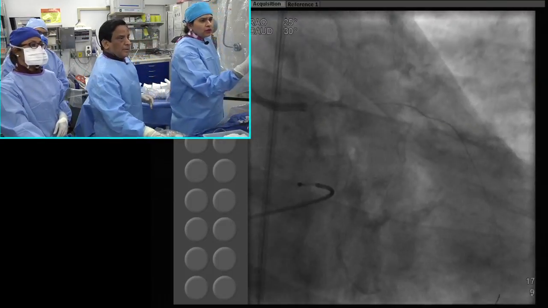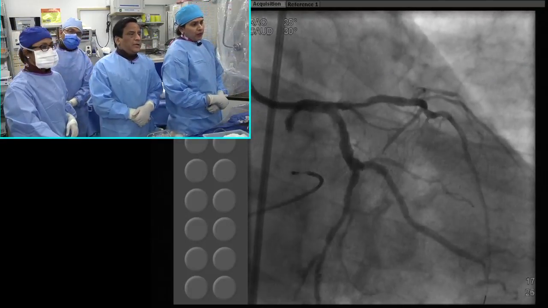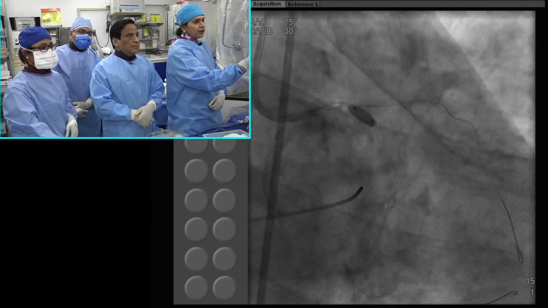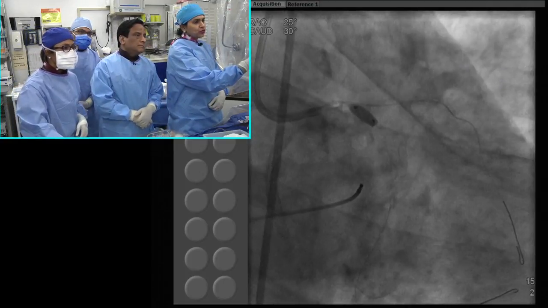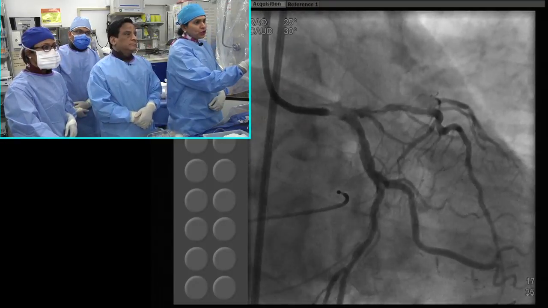You see that? Very nice. Yeah, just a little staining, a very small staining on the top, at the level of the LAD. Actually you see it right here also, but it gets a little worse as soon as I do the cutting balloon. If you can appreciate, there's a little staining.